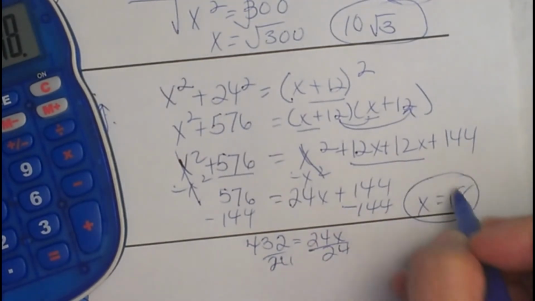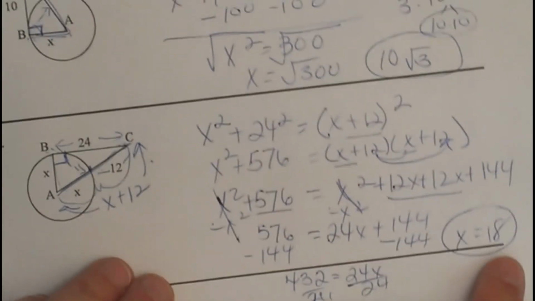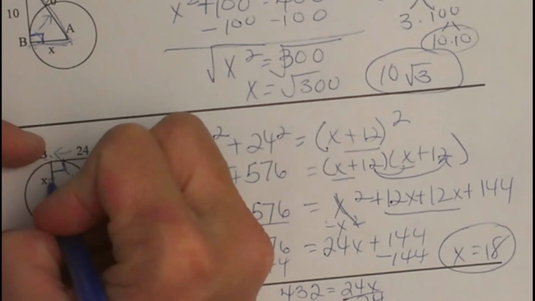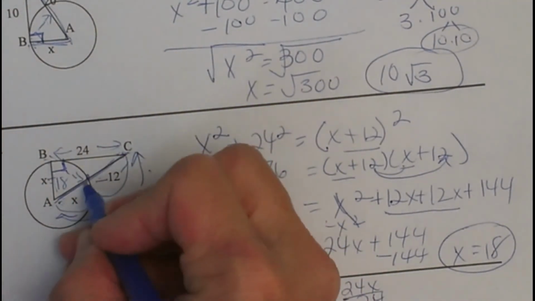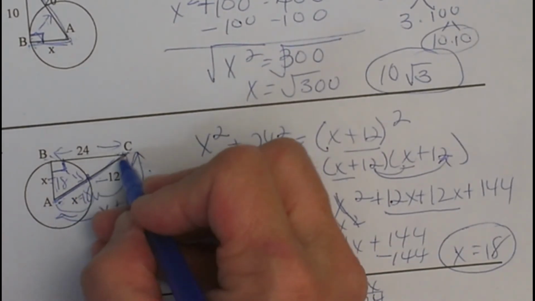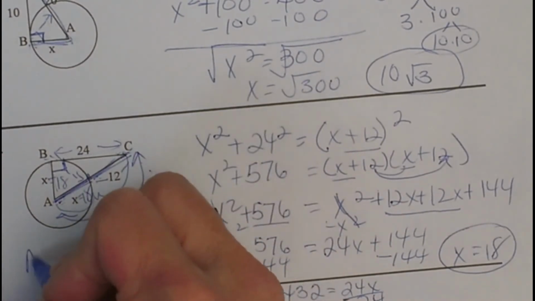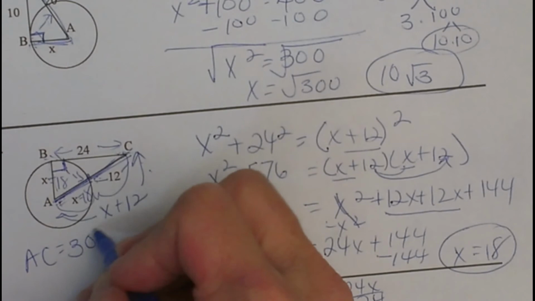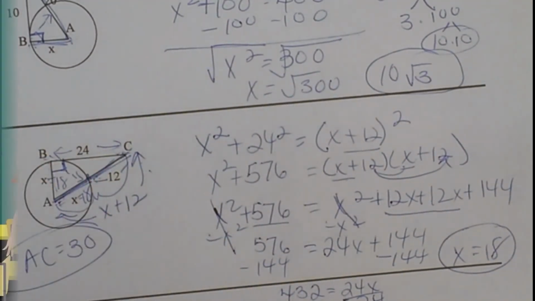Okay, so let's go apply that 18 to the picture. What does that tell us? That tells us this radius right here measures 18 centimeters, millimeters, whatever it is. And then this radius is also 18, right? And then that means AC is 18 plus 12. So if I was asked to find AC, I would just take 18 plus 12 and I get 30. Okay, so if you needed to do that, you just plug in your value and you could find that.